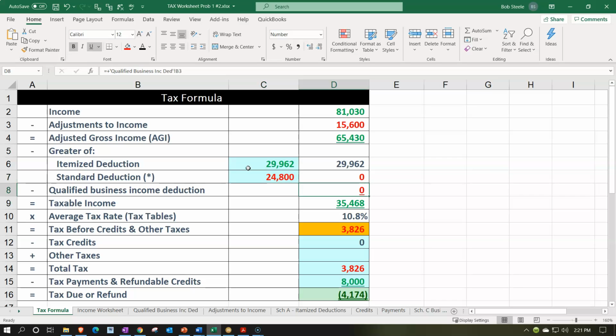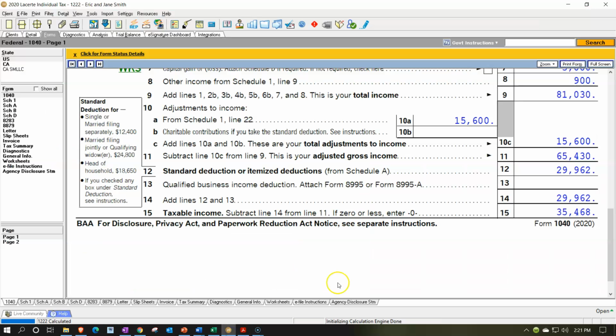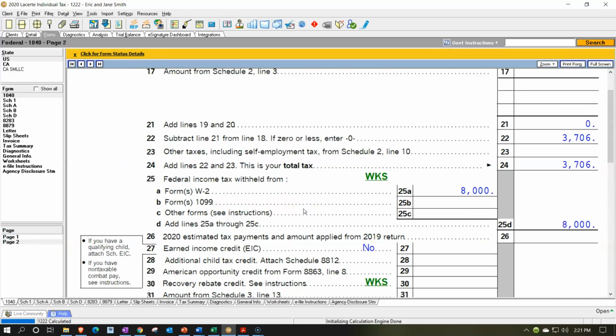In any case, that's going to give us our taxable income of the 35,468. And then we're going to go down here and let the system do the calculation. So let's check that number, 35,468. Is that what's on the tax return? 35,468 checks out. Check. Put a green check by it to show that it checks out.